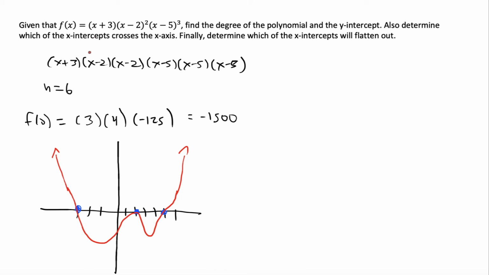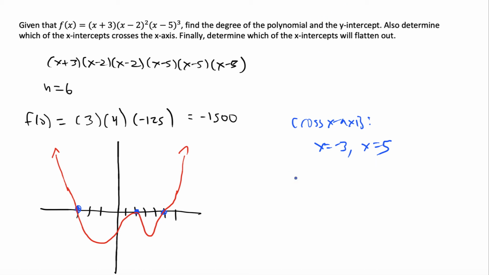Okay. So which of these x-intercepts crosses the x-axis? Remember, there's 3 x-intercepts. So which ones cross the x-axis? The ones that cross the x-axis are going to be negative 3 and positive 5. That is where the graph crosses the x-axis at the x-intercepts. Notice what happens here. It doesn't cross it. It just touches it and bounces back.